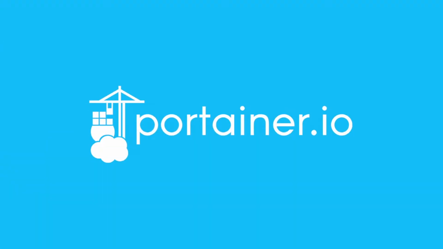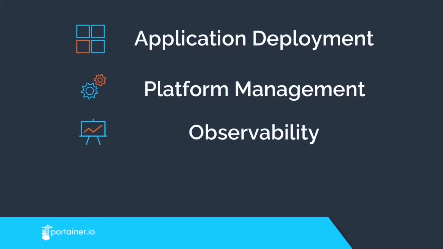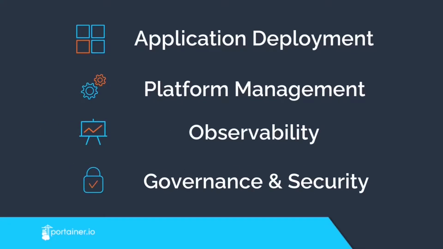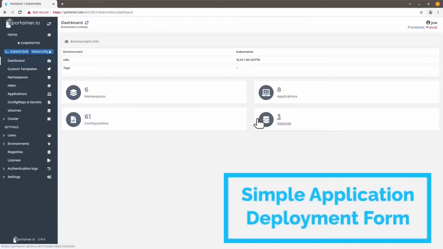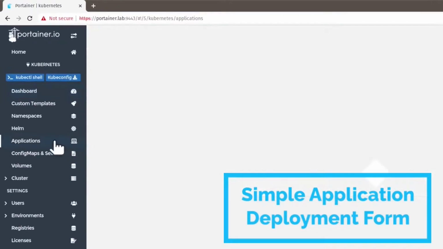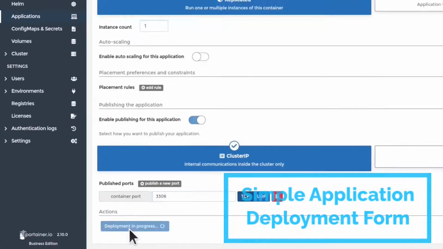Portainer is based on 4 pillars: application deployment, platform management, observability, and governance and security. Application deployment. With our simple application deployment form, you do not need to know how to write complex YAML files. The natural language questions and input validation technology ensures fail-safe deployments.